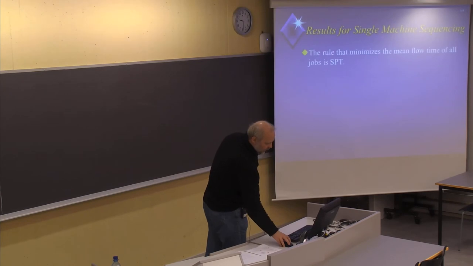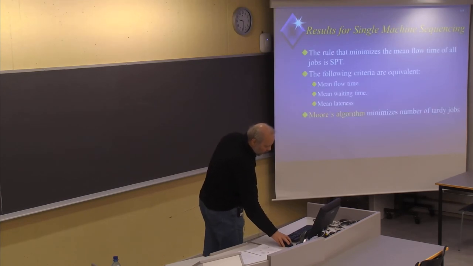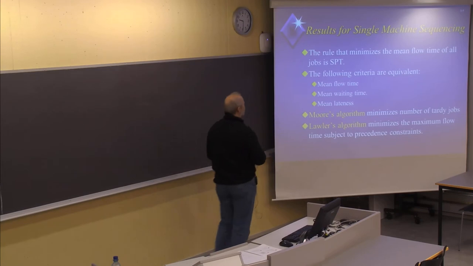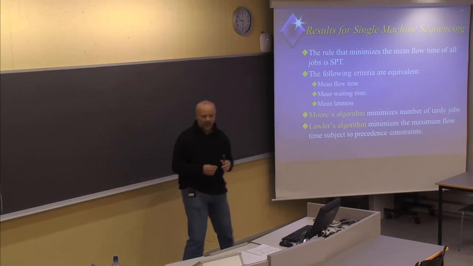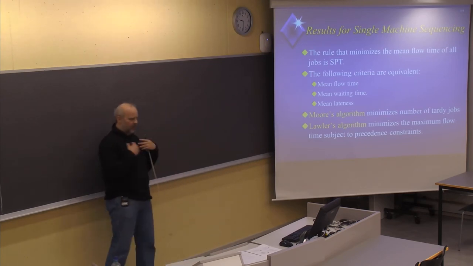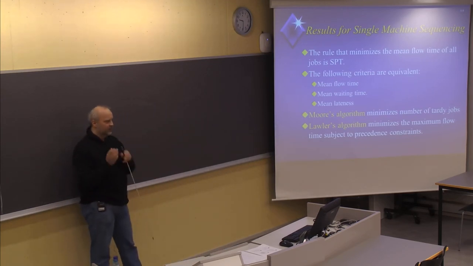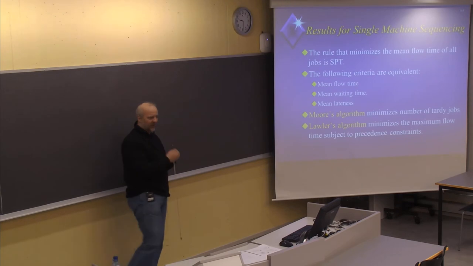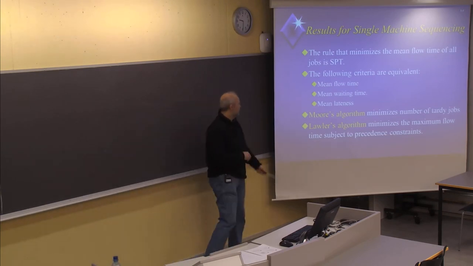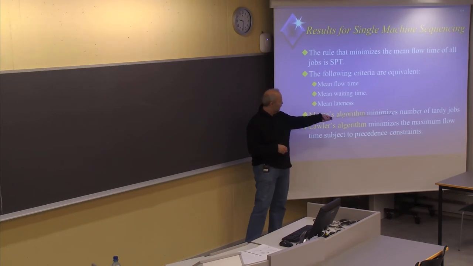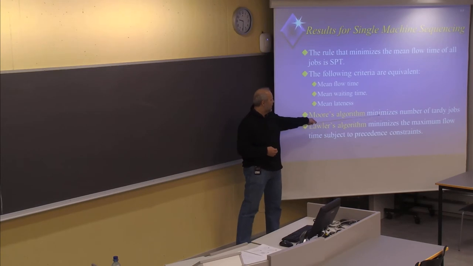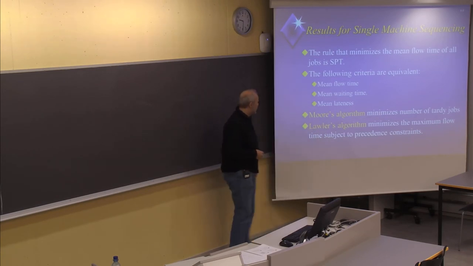And we looked at Moore's algorithm, where the major objective is to minimize the number of tardy jobs, the number of delayed jobs. If we want to have as many jobs as possible finished within the due date, then use this one. But then you still will have some tardy jobs, some jobs which are delayed, but that number will be minimized.